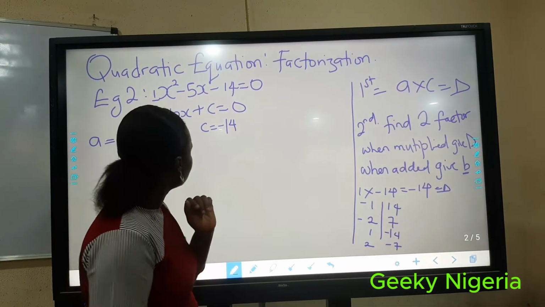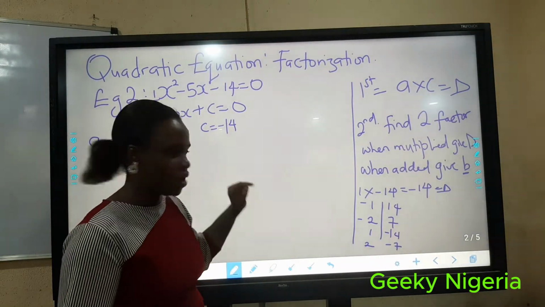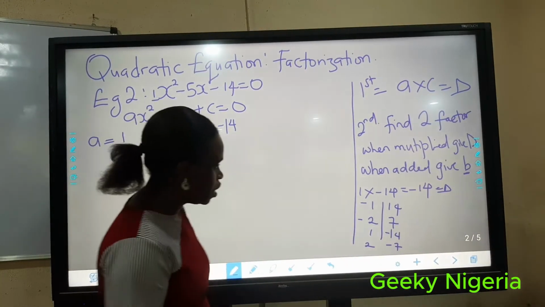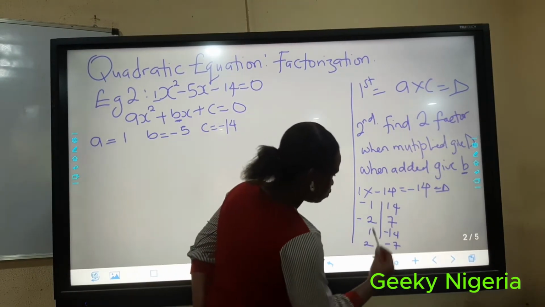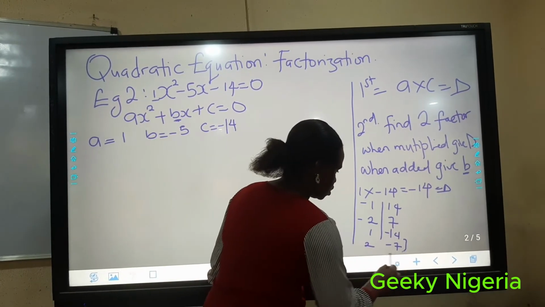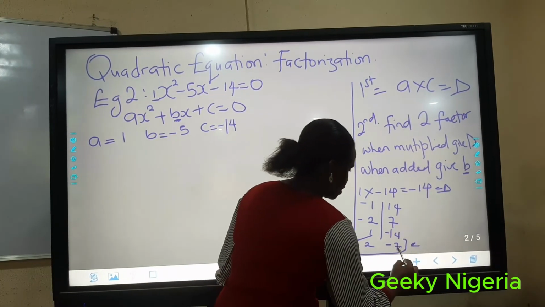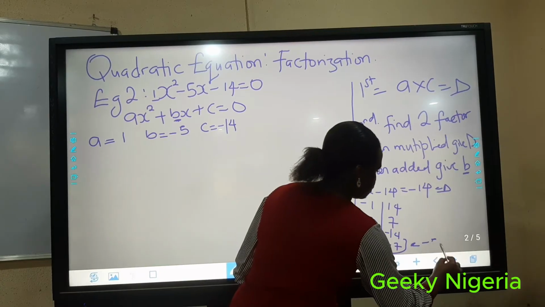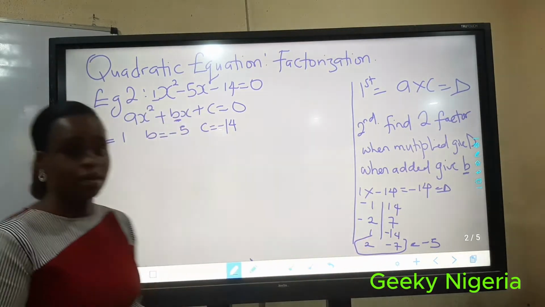Now the next question is, when you add them, it's supposed to give you minus 5. Which of them can give me this? I look at them and ask which is closest. You don't need to take your time doing everything. Minus 7 plus 2 gives me minus 5. So these are the two factors that I need.